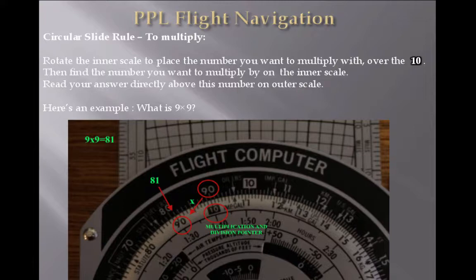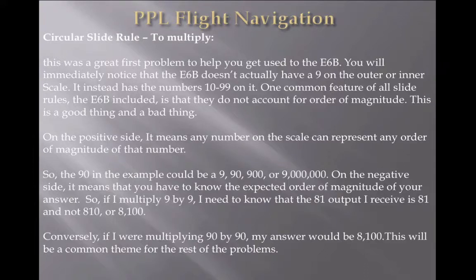Repetition is going to be your friend here. So the more that you play with this, the better it's going to be. So to multiply 9 by 9, really easy, but you can do that in your head. So this was a great first problem to help you get used to the E6B. You will immediately notice that the E6B doesn't actually have a 9 on the outer or inner scale. It instead has numbers 10 to 99 on it.